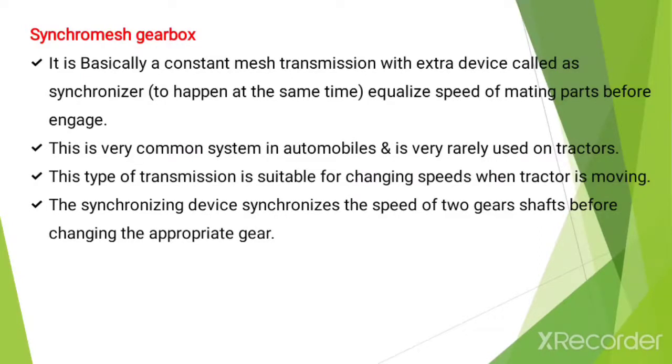This is a very common system in automobiles and it is very rarely used on tractors. This type of transmission is suitable for changing speeds when the tractor is moving, and the synchronizing device synchronizes the speed of the two gear shafts before changing to the appropriate gear.